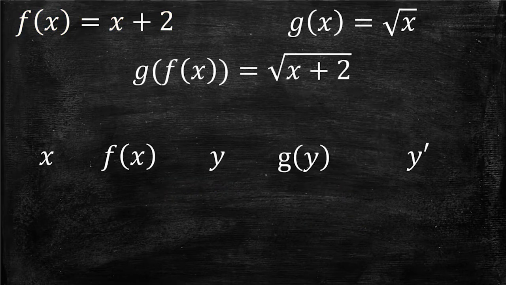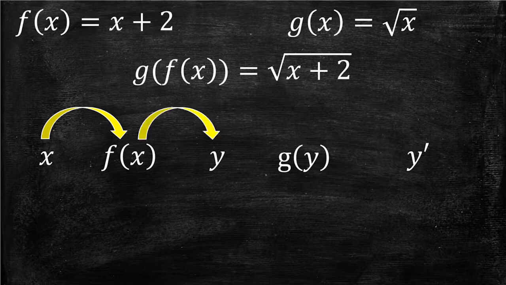So how exactly does this work? Well, simply stated, what we're going to do is we're going to put x values into the function f of x, and these are going to output y values. We are then going to take those y values and put them into the g function, and those are going to output the final value, y dash.